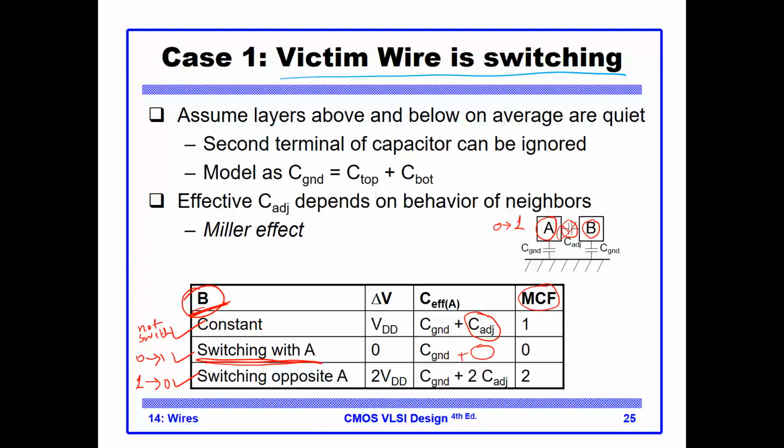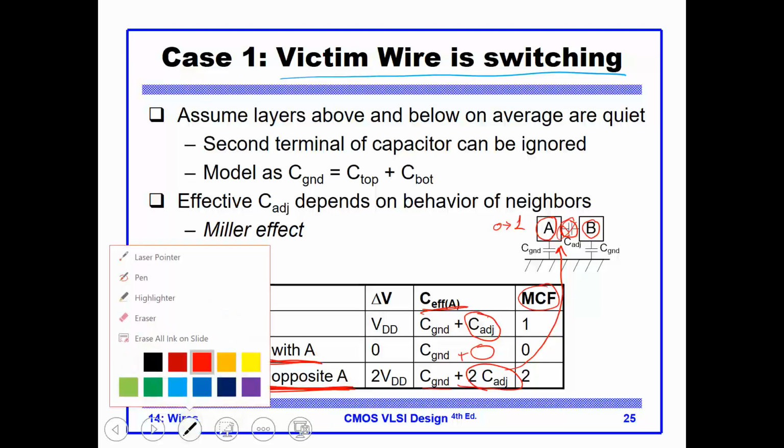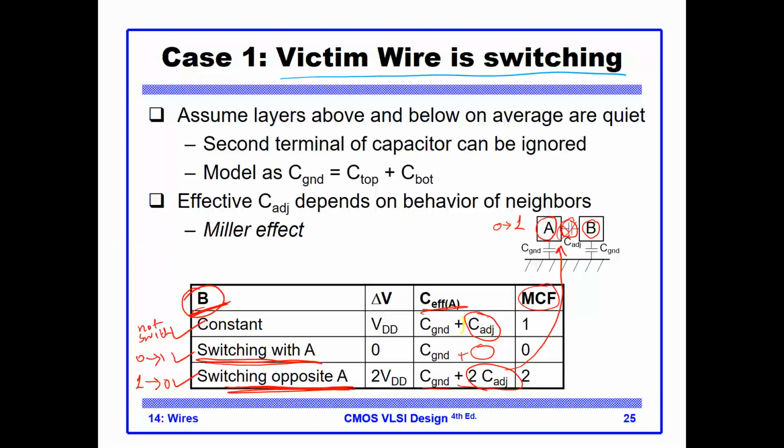So it's just the ground and no capacitance as far as A is concerned. Now, if B is switching opposite to A, so it is really impeding the switching of A, then we will double this and multiply it by 2, and the effective capacitance of A becomes C ground plus 2 C adjacent. And that's why we can see here there's a 1 factor, there is a 0 factor, and there is a 2 factor. That's what we refer to as the Miller coefficient effect.